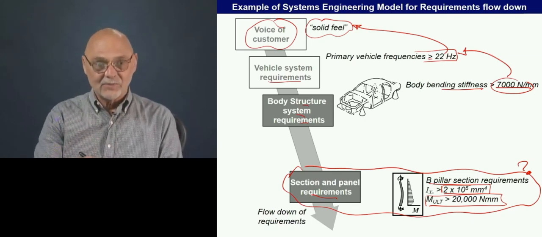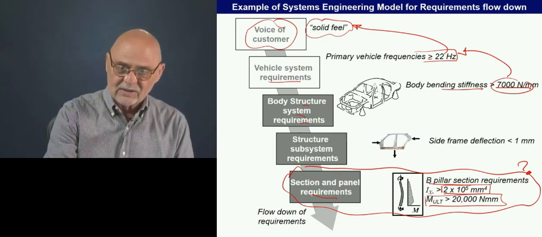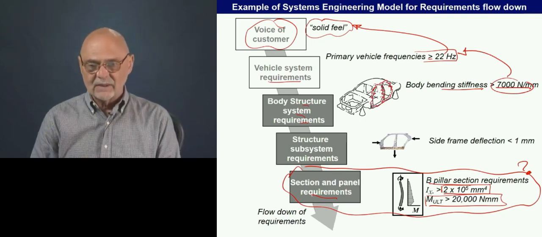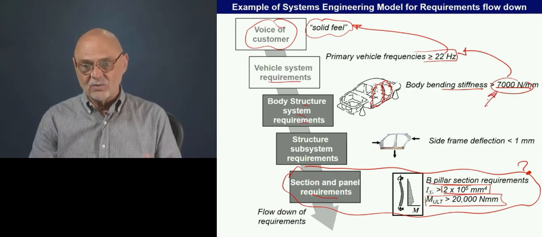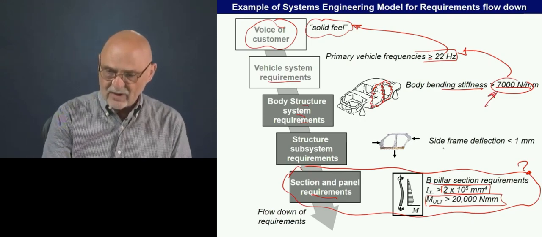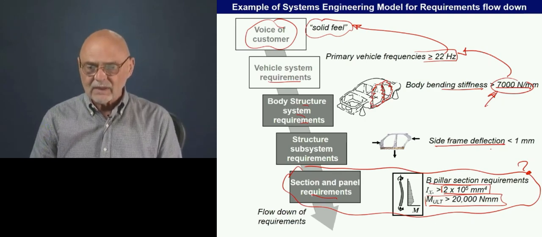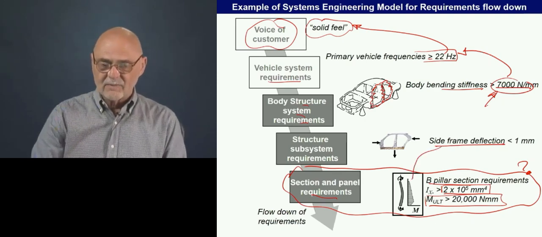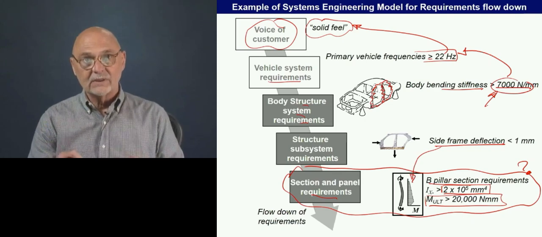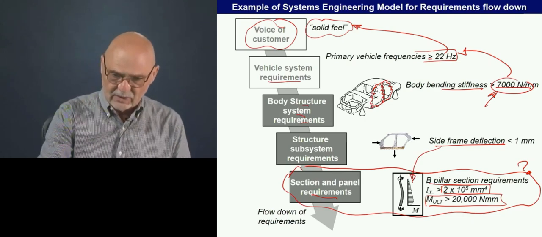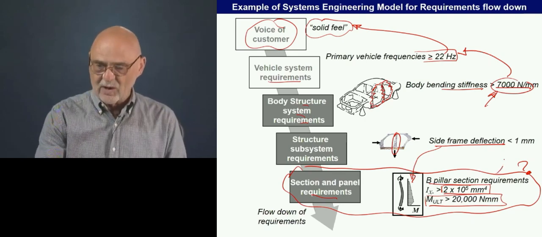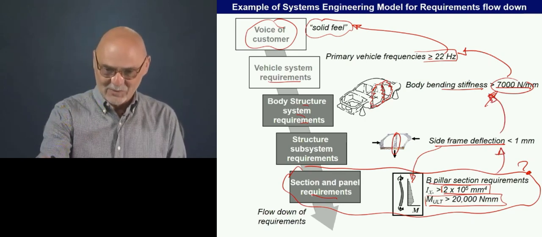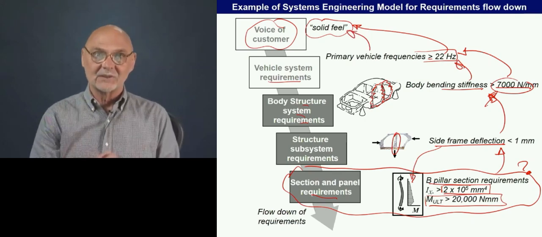And then we can even keep flowing these down. Now we're going to look at the side frame of the car. There's a bunch of beams in that side frame. So if we have this requirement for the stiffness of the overall body in white, what does the side frame have to do? And then finally, we can flow those down even to the section level, like take the B-pillar and say, well, what does that have to do in order to meet this requirement, which meets that requirement, which meets the customer need.